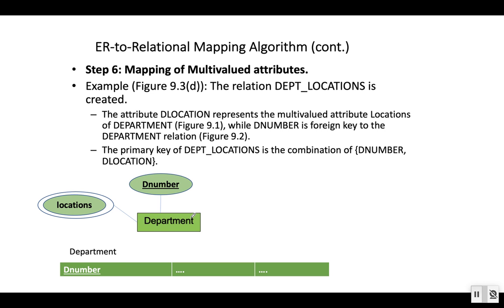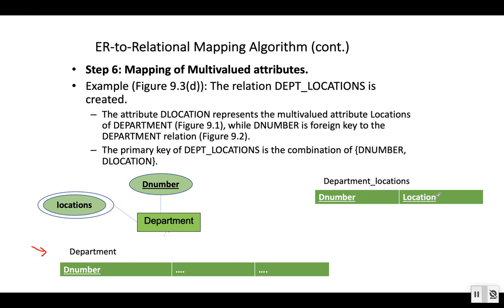Now let's see an example. Let's say department has a multivalued attribute location. We say that one department can be in multiple locations. Now department has a primary key D number, and from our step 1 to 5 we say that for department we are going to have a relation, a table, and the attributes will be all the simple attributes. Now for the multivalued attribute we are going to form a separate relation, a separate table.